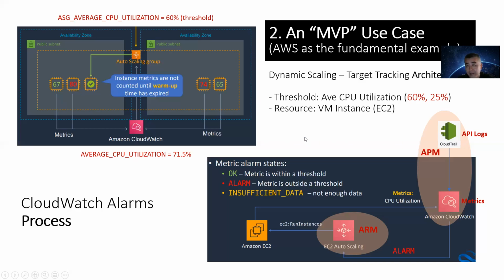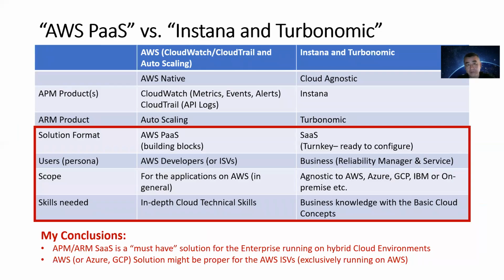Okay, now we look at the system context diagram. We look at the MVP and understand the basic logic for ARM and APM. How does that work together? Now the question is raised. AWS has CloudWatch and AWS has auto scaling, which already resolve the problem. What's the difference? What is the special value proposition for Instana and Turbonomic? Here is the comparison. Number one, AWS is a platform service. It is a building block. It's an incomplete product, and the business user cannot use it directly.